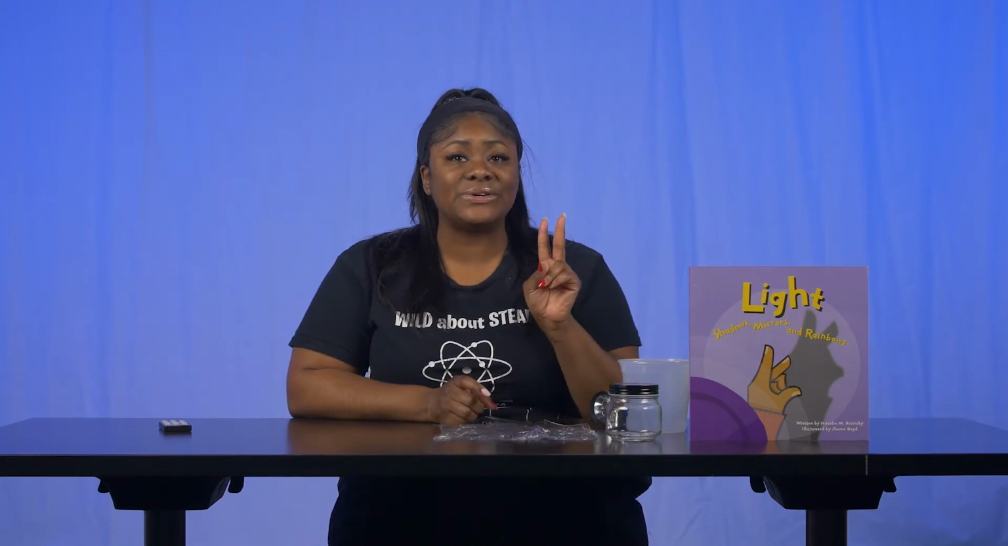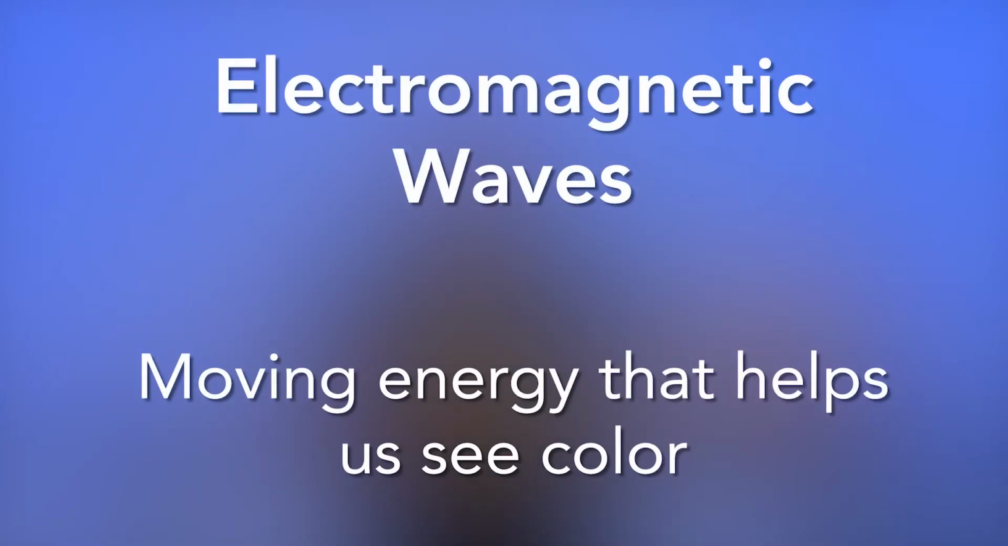Let's say electromagnetic waves together. 1, 2, 3. Electromagnetic waves. Very good. Electromagnetic waves are forms of moving energy that help us see color. How cool! Did you know that light can only travel in a straight line? Well, don't take my word for it. Let's test it out with some objects we may already have at home and in our classroom.